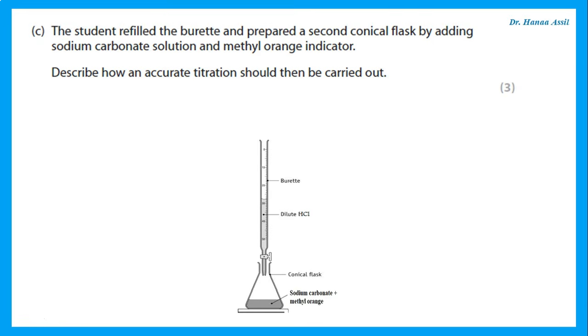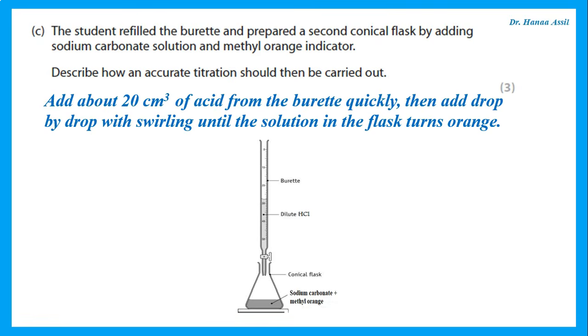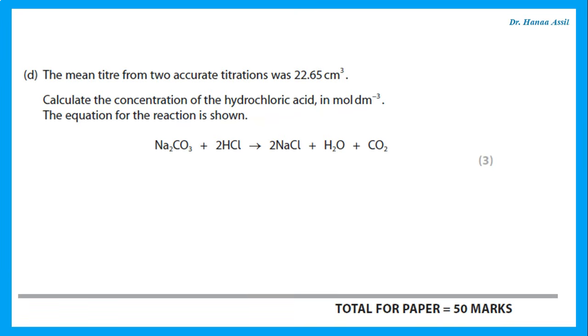But when we repeat the titration, what we do is we add, I know it should be around 23. So I add about 20 quickly from the burette. And then I know that now I am near the end point. So I start adding drop by drop with swirling until the solution just turns orange. Then usually that would be more accurate.